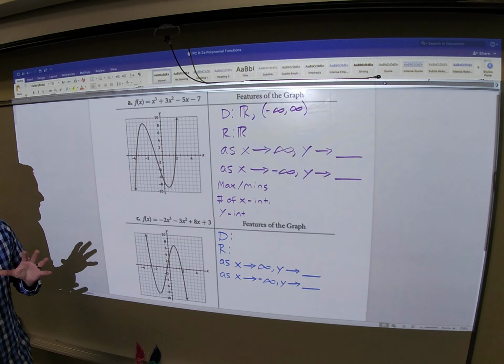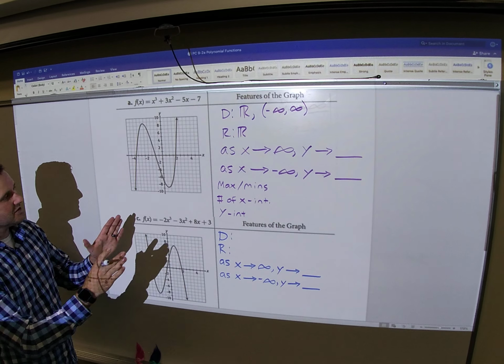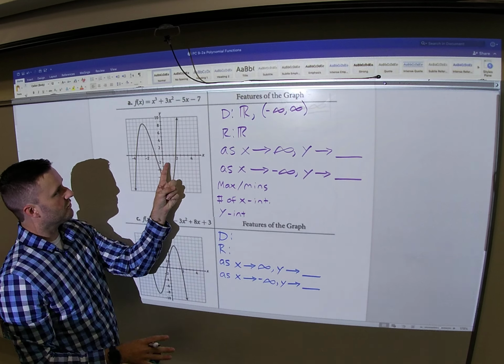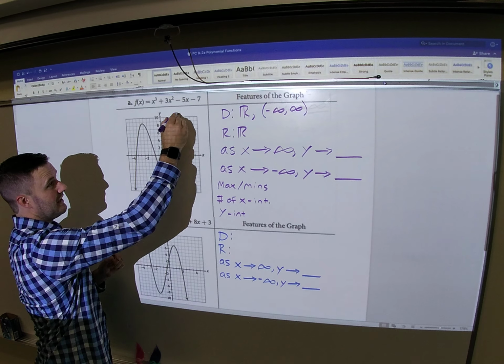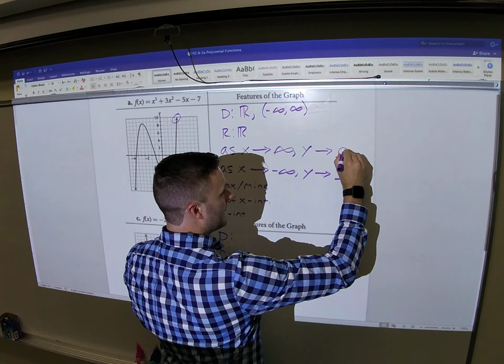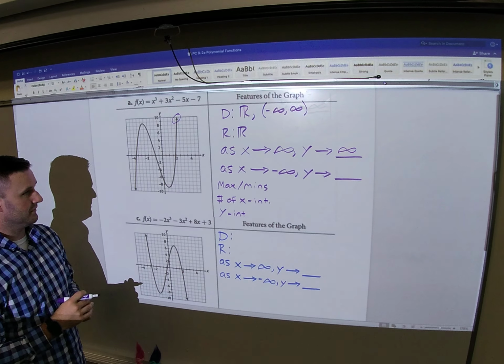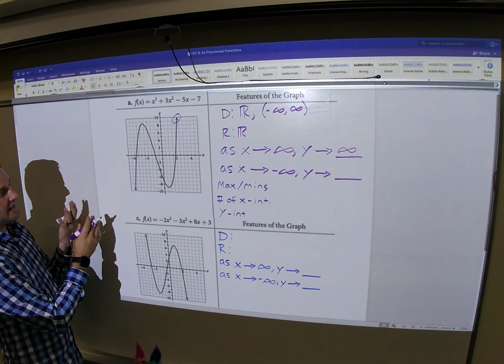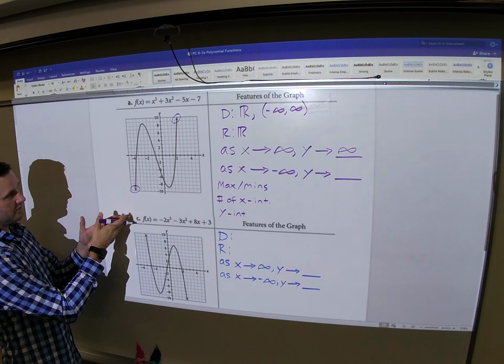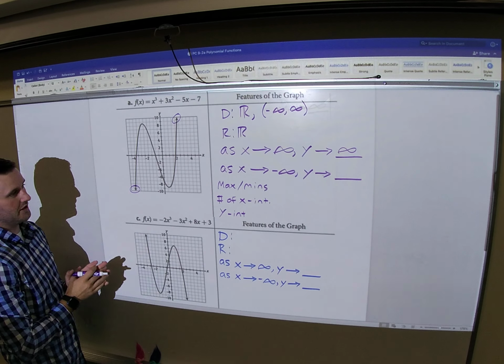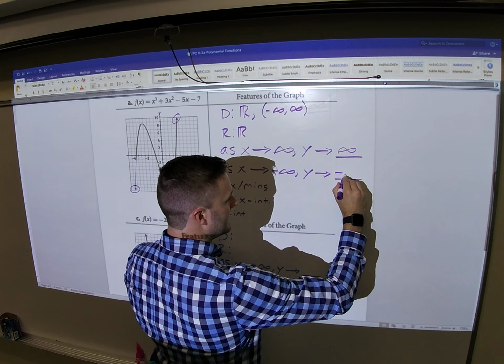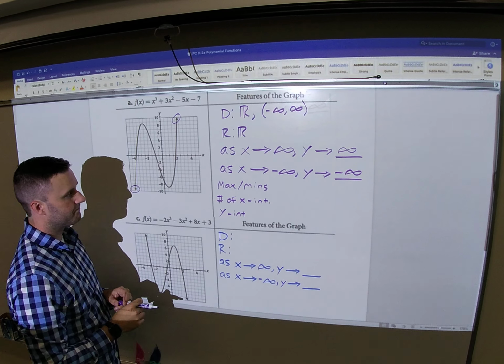Now, what about end behavior? So as x is getting larger and larger, as x is approaching infinity, y is going up. So when I look at the end of this graph, we're going up, so that is positive infinity. As x approaches negative infinity, notice that my graph is going down. So as I move left forever and ever, I am approaching negative infinity.